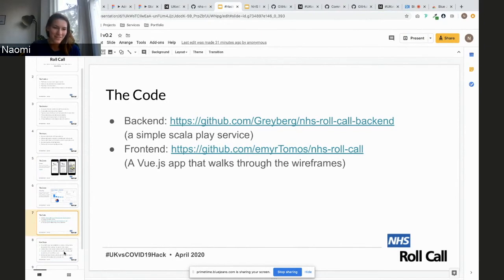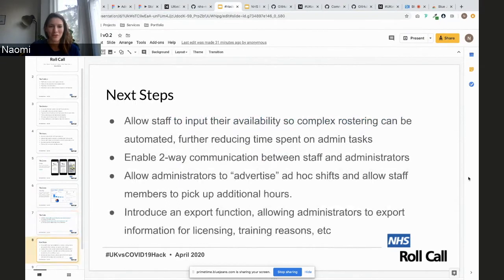And just lastly, the things that we'd like to do in future are to allow staff to input their availability via the app as well, so it would further automate how rotering could be done, and it would take less time for admin. And perhaps there's some sort of two-way communication between staff and administrators. So if administrators don't have enough doctors on certain shifts, they'd be able to advertise the ad hoc shifts to other staff members who could then pick them up via the app as well.